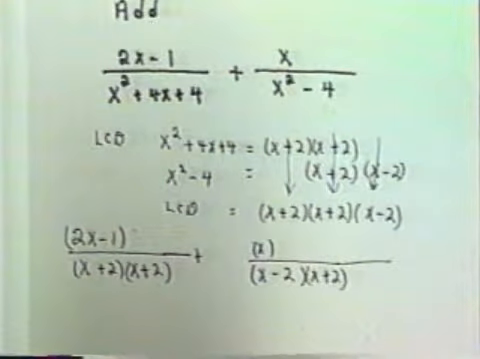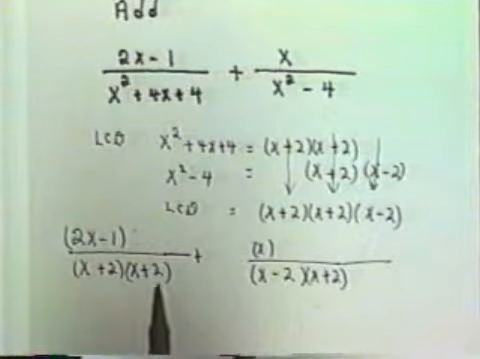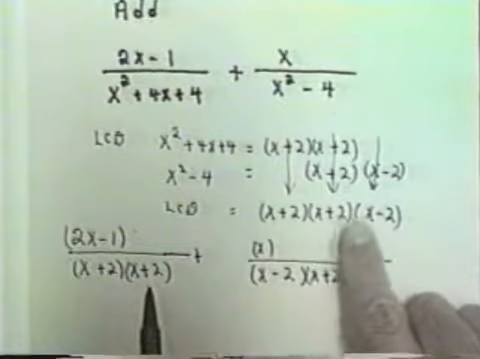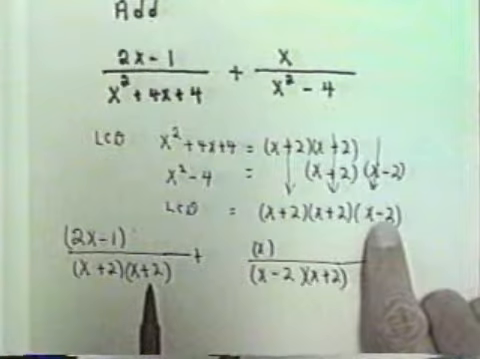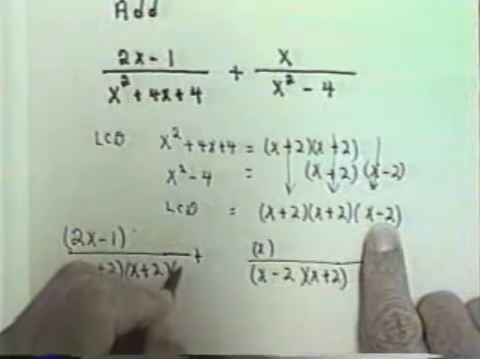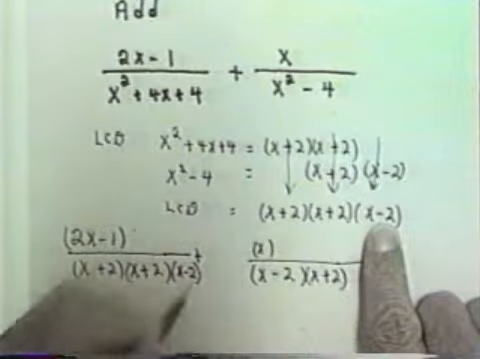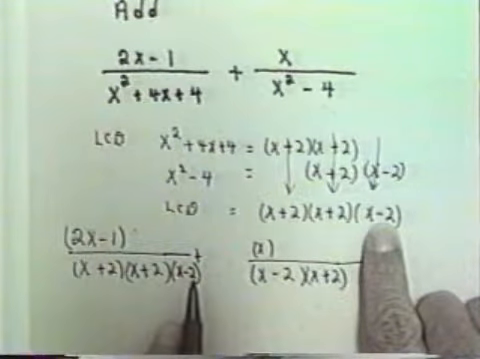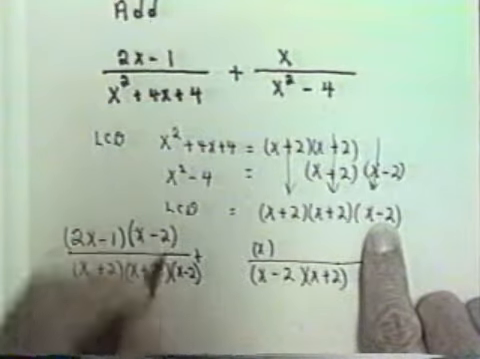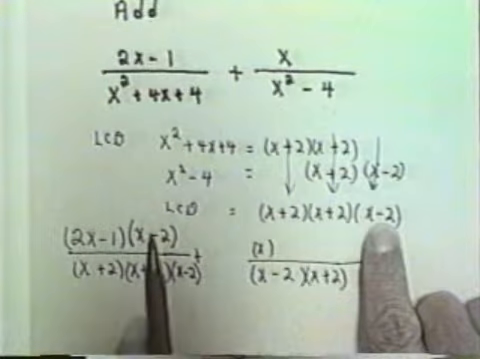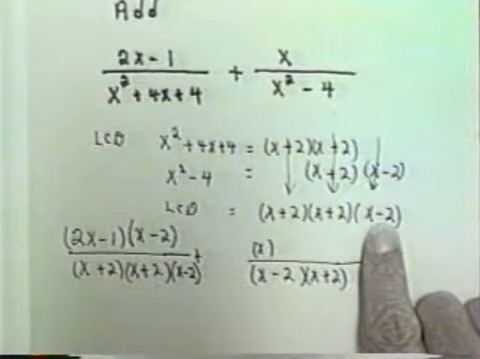Now the whole key to adding fractions is going back and multiplying by what it takes to get the least common denominator. Now listen closely. I need to multiply by what it takes to get my least common denominator. I have an x plus 2, I have an x plus 2, so what I need is x minus 2. So I multiply the denominator by x minus 2. If I multiply the denominator by x minus 2, then I multiply the numerator by x minus 2. So I have multiplied both the numerator and the denominator by x minus 2.